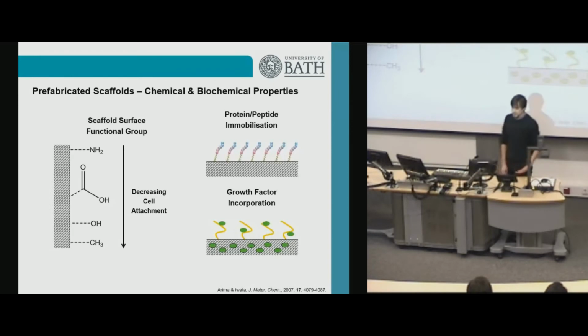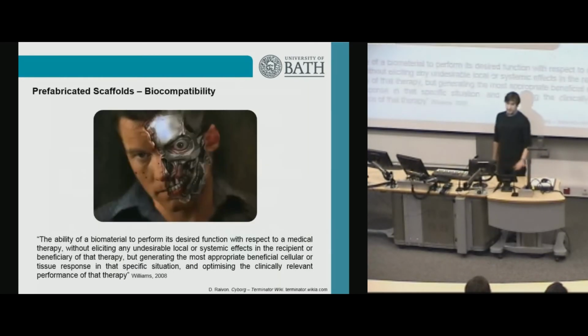Also need to look at chemistry. So your functional group will influence how well the cells attach to your scaffold, and you also want to look at incorporating growth factors to ensure that the stem cells differentiate to the cells you want at particular times. Another property is biocompatibility. So to summarize, if the material is going to cause more harm than good, don't put it in your body. Quite simple. But you've also got to look at, particularly in polymers, how this biodegrades.